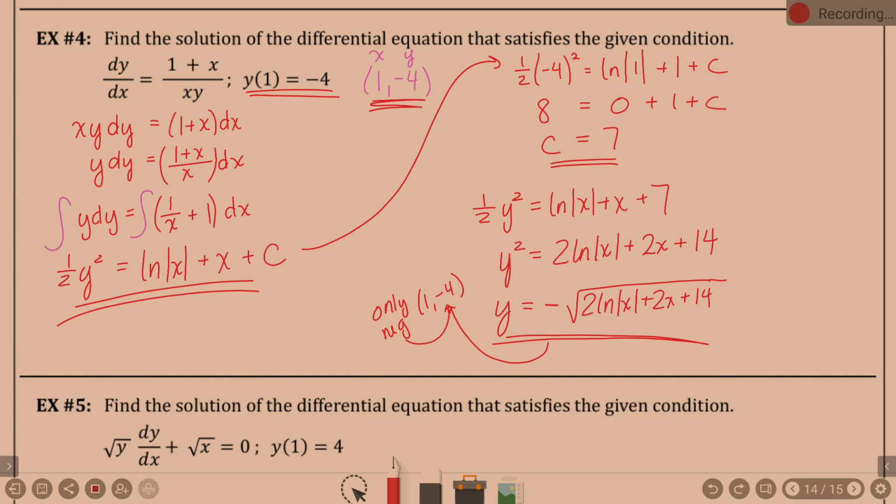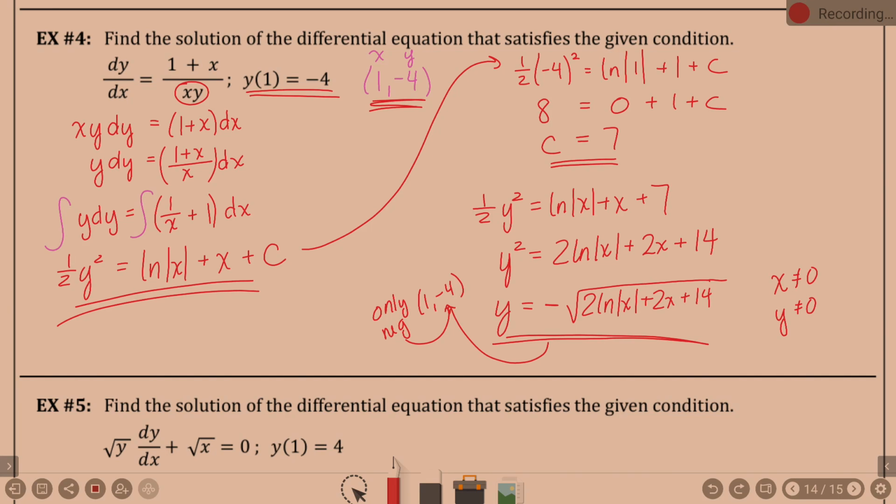And if you're ever asked for conditions here, if you look back to this original differential equation, x cannot equal 0 and y cannot equal 0, because the denominator cannot equal 0, right? Okay. And again, I'm not going to be particular about the restrictions there, but I do have some of that in here.